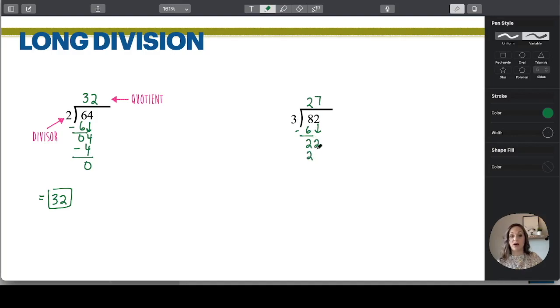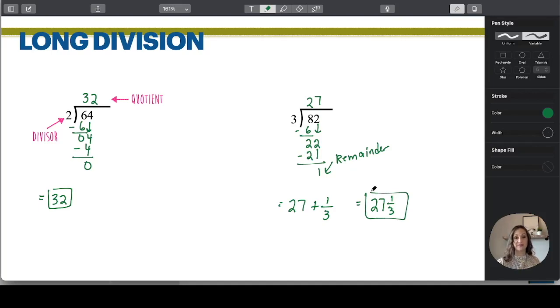That would give you 21. And you subtract, you would get a remainder. And so the way you would write it is your answer would be 27 plus your remainder over the divisor. So you could write it like that, or you would say it would be 27 and 1/3 would be your answer.